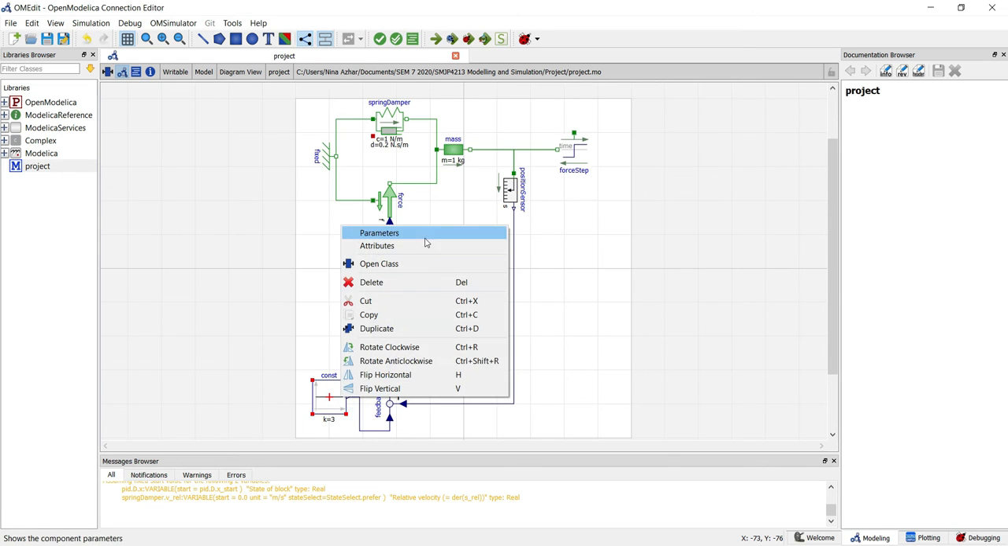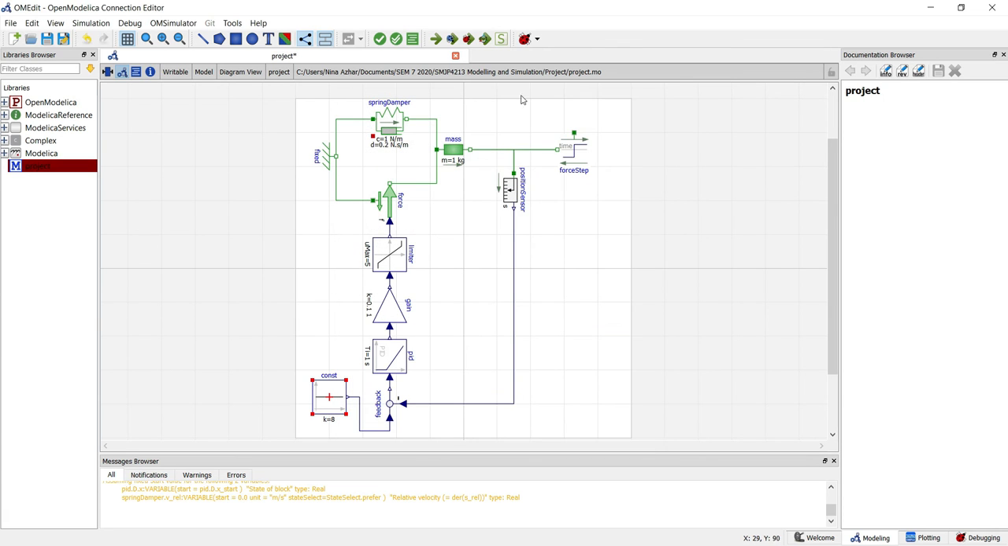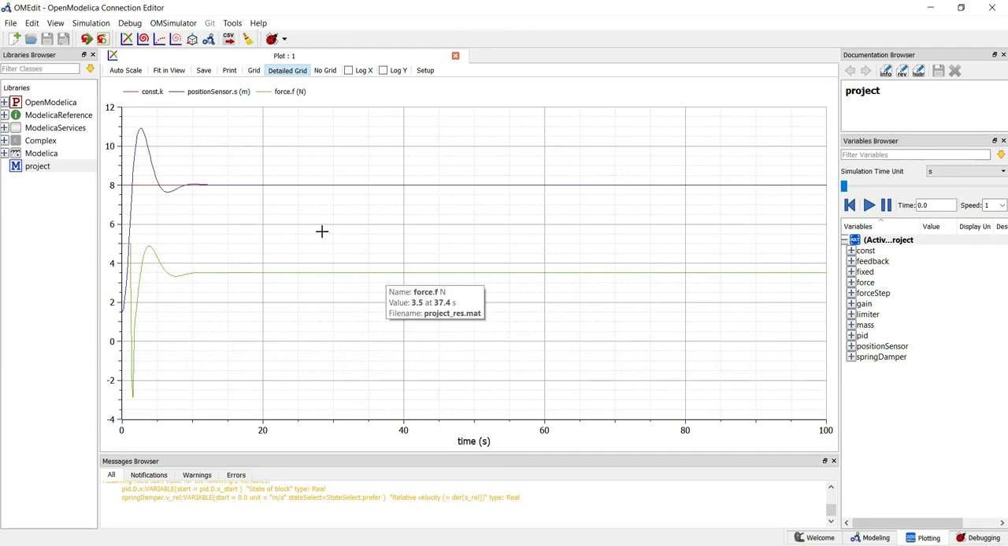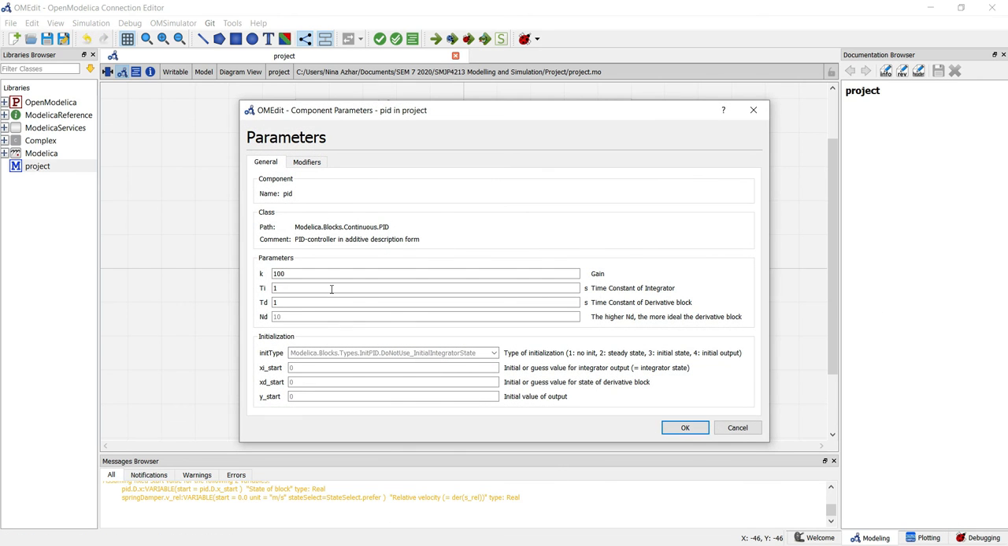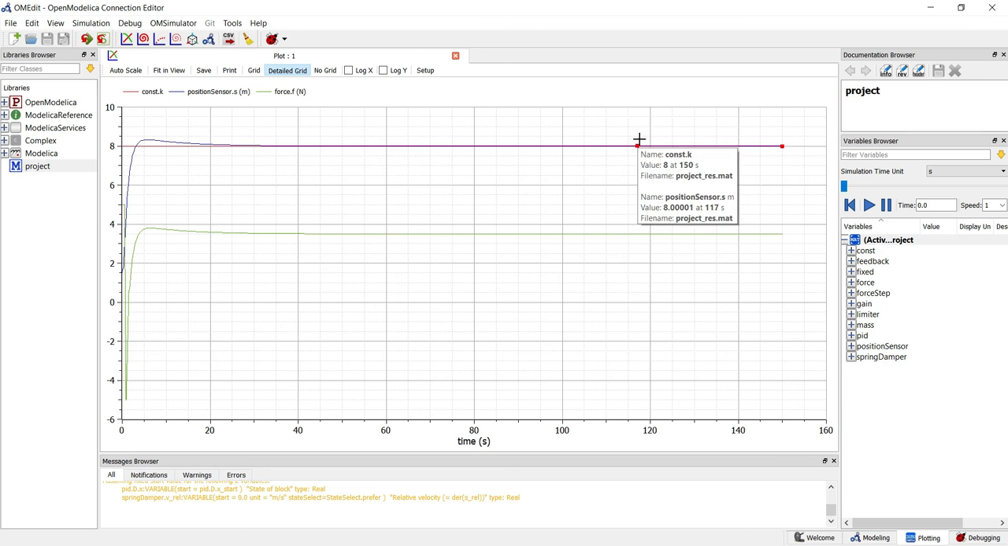To test our hypothesis, the constant value is changed to 8 meters with the same PID parameters. The time taken for it to reach steady state is 12.8 seconds at 8.00079 meters. However, if we test the constant value with PID parameters of k equals 100, Ti equals 10 seconds and Td equals 1 second, we can see that the time taken to reach steady state is longer, which is 117.6 seconds.